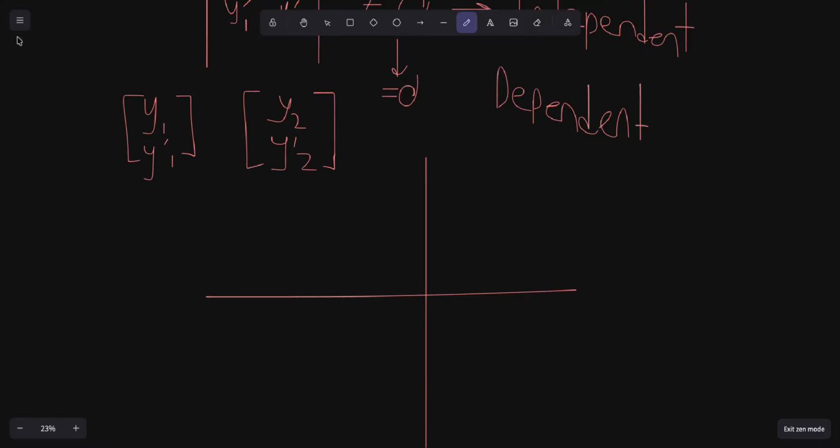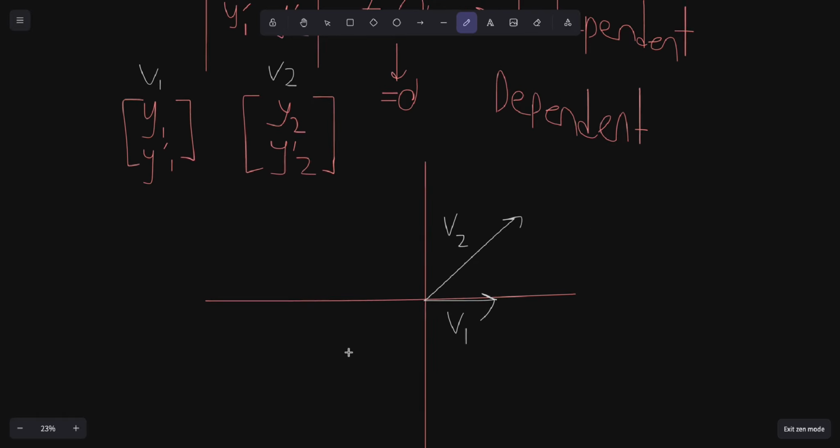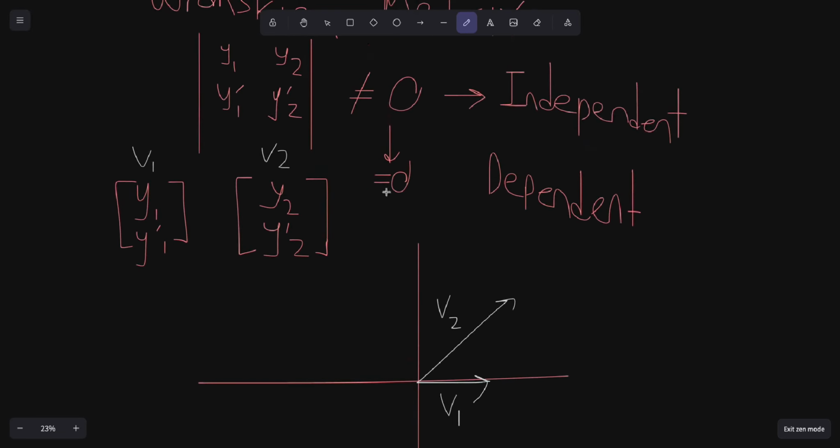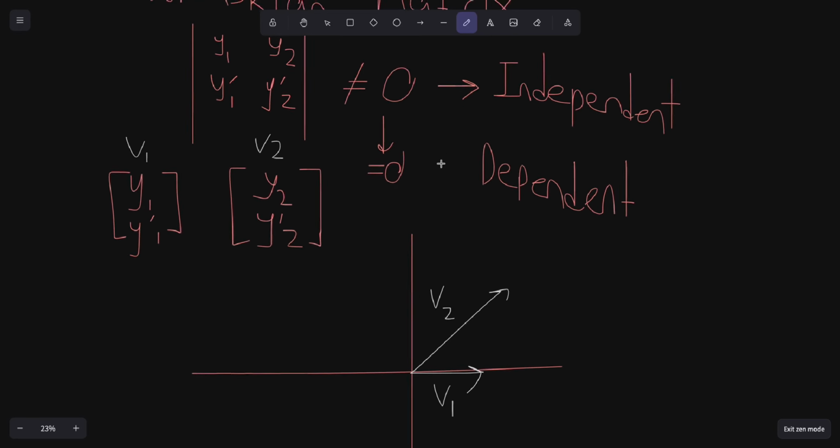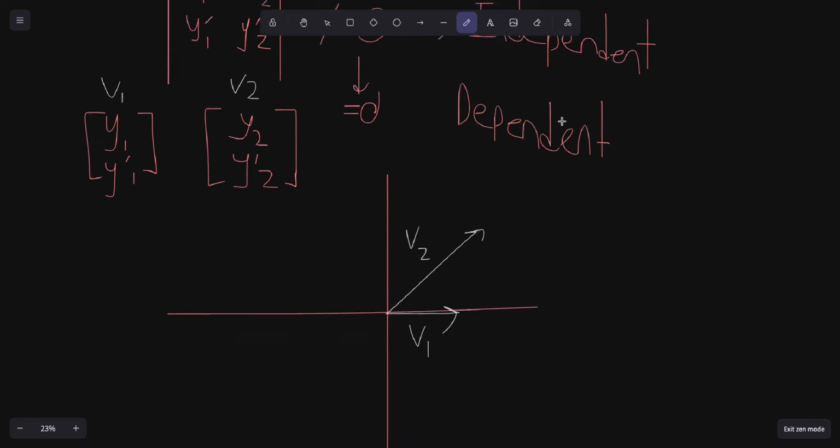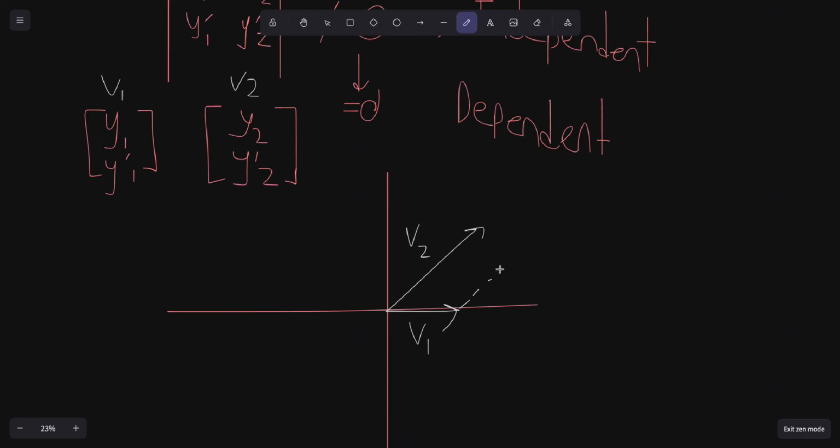And so if I draw them out, let's say that this is going to be my vector 1, and let's say that this is going to be my vector 2, okay? Now, if the determinant is not equal to 0, we can say that these two vectors are independent. And recall what the determinant does, right? It measures the area of the parallelogram that these two vectors form.